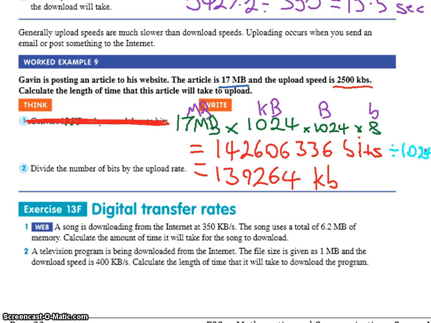1024 again, because we're going to kilobits now. Does that make sense now? Okay. And now what we're going to do is work out the actual rate. So what are we going to do to this number when we know that it's doing 2,500 of these every second? What do we do? Okay. We missed out on like 2 steps.